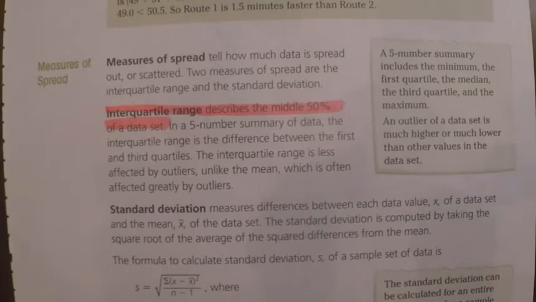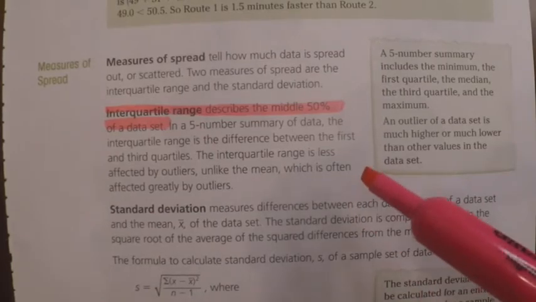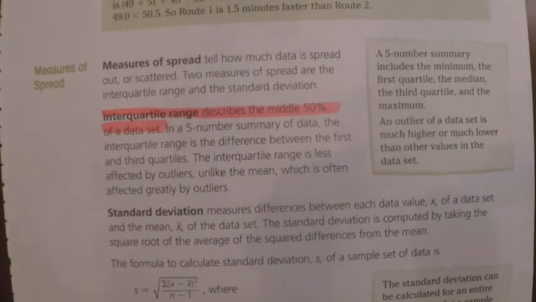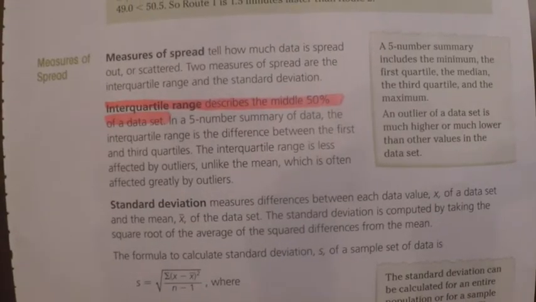So in a 5-number summary of data, the interquartile range is the difference between the first and third quartiles. The interquartile range is less affected by outliers, unlike the mean, which is often greatly affected by outliers. So if we take a look at the interquartile range, if we have one number that's off, it's not really going to change it too much. But it will, however, change the mean a lot.